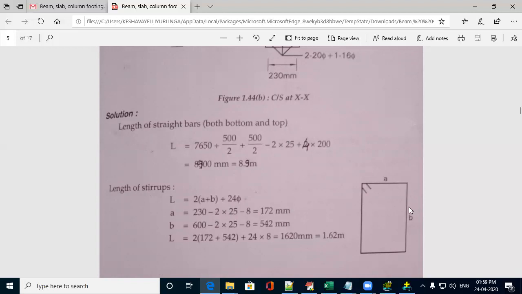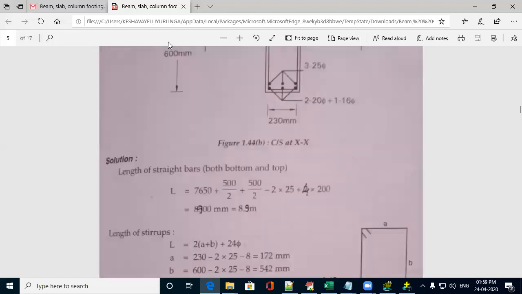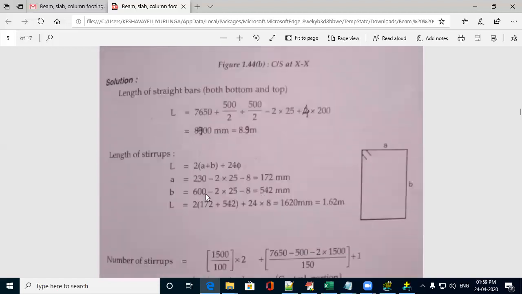Similarly, on this side, the depth of the beam is 600 mm. Here you can observe the depth is 600 mm. So 600 minus 2 times the cover minus 8 by 2 minus 8 by 2, that comes to 542. So if you substitute the A and B values and the diameter of the stirrups here, you will get the total length of a single stirrup as 1.62 meter.